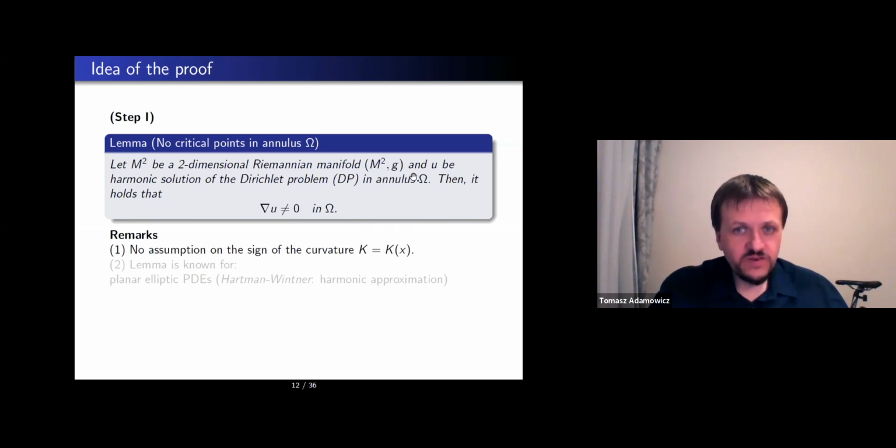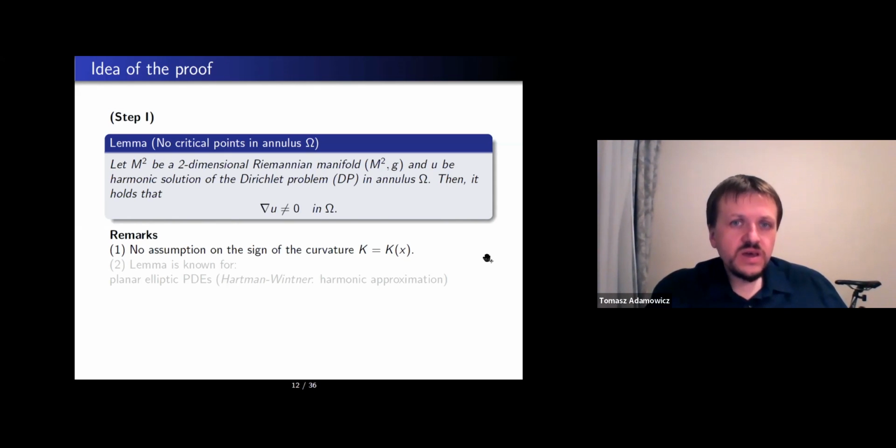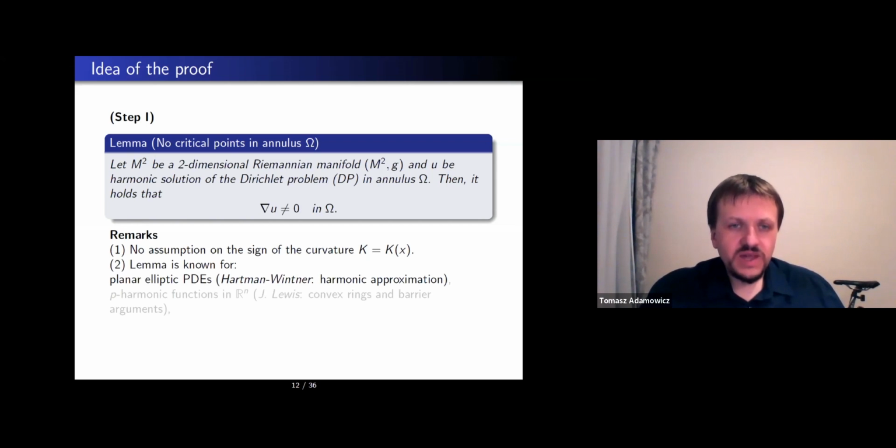Observe that there is no assumption about the sign of curvature or any assumption about the curvature. In fact, the lemma is actually about the dimension rather than about the curvature. It's the dimension 2 that plays the key role, allowing us to show this result with our approach. But before I say more about it, let me just mention that this lemma is known in many settings.